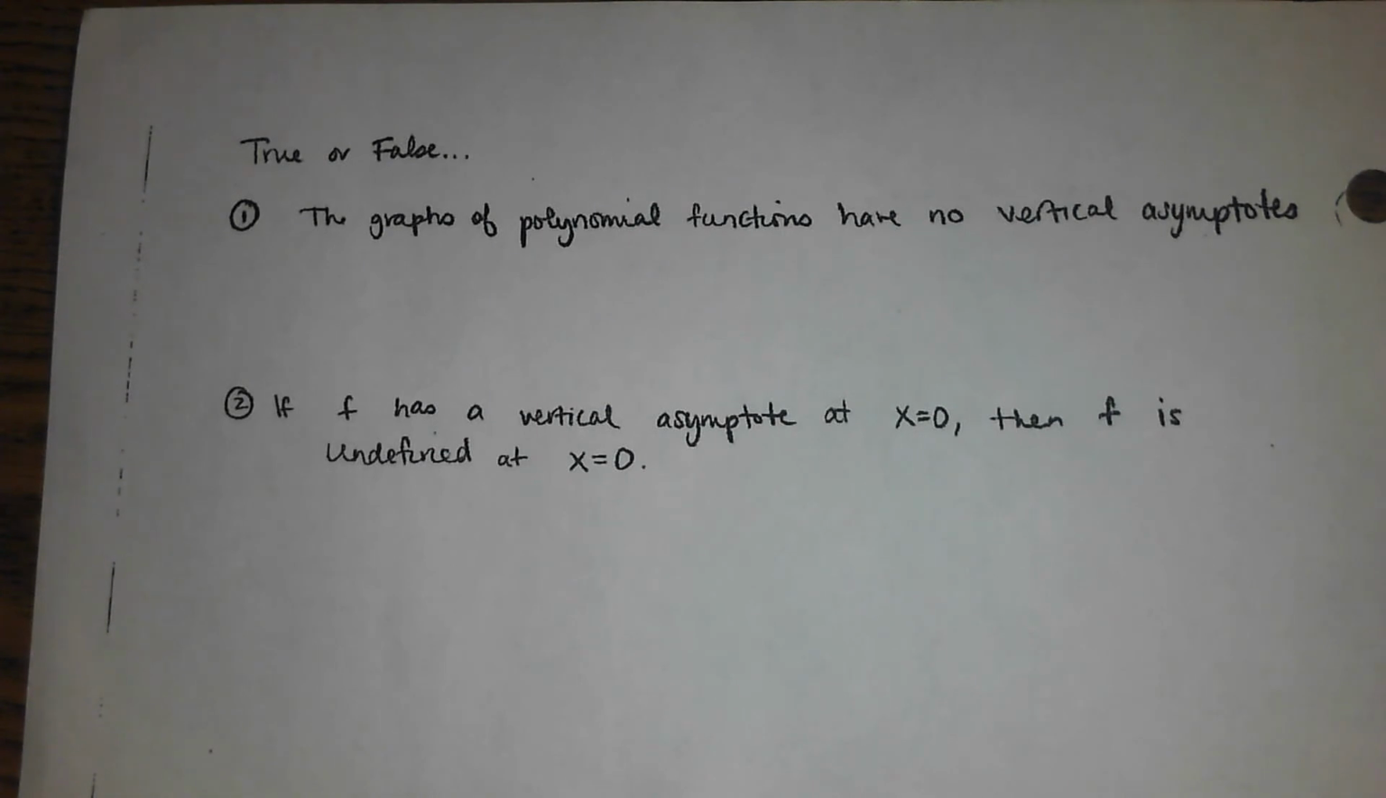For number 1, hold up your answer on your mark, get set, go. Good, it's true. Polynomial functions never have vertical asymptotes. That's correct. Good. Take a minute, think about number 2.